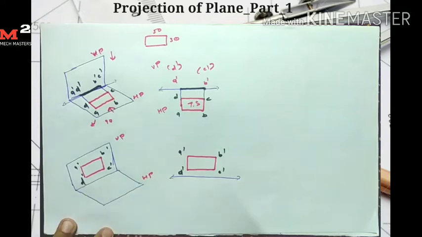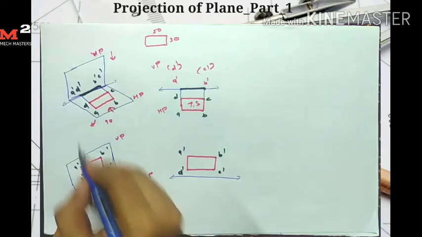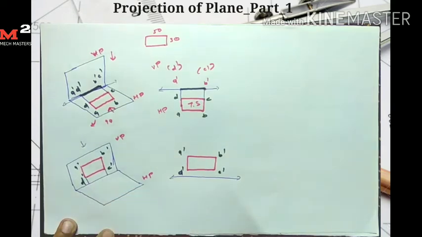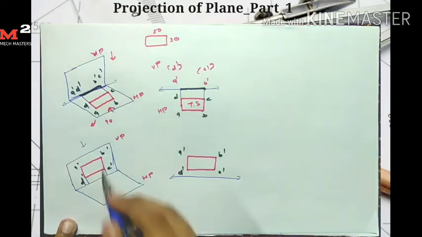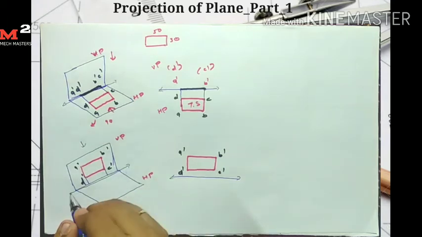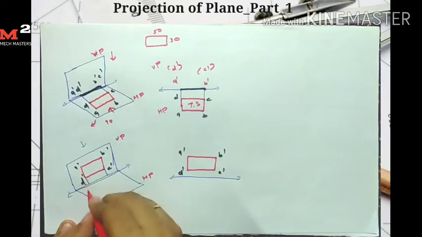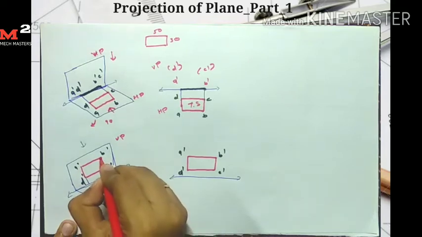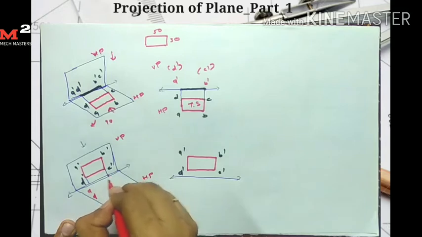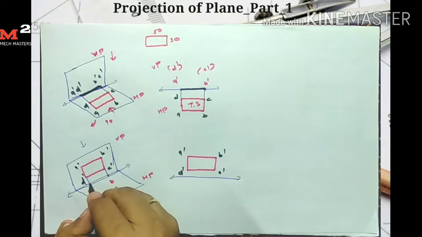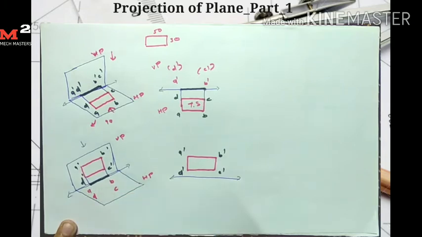Now for drawing the top view, if I see from the top, I take projection here. All 4 points are on the vertical plane, so we get these points on the reference line, this reference line XY. Here I get my points A and D. The projections of B and C are here, so here I get points B and C. This line indicates my top view for this plane.